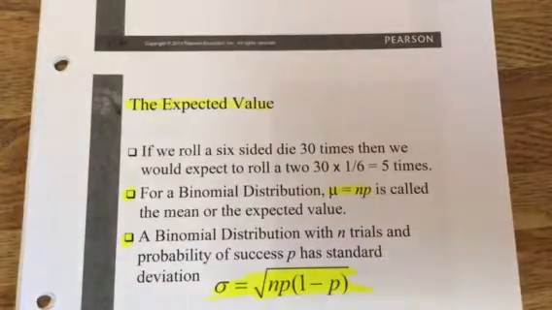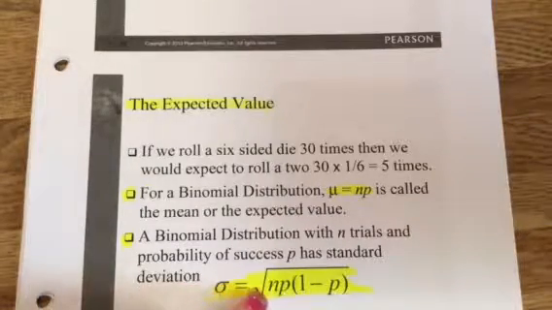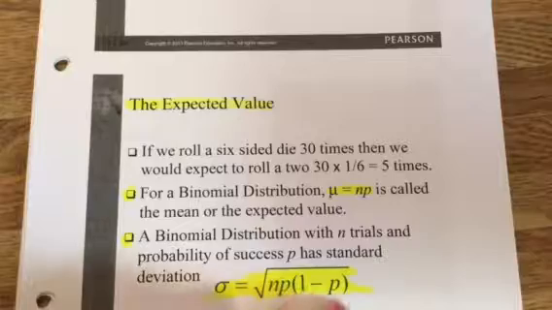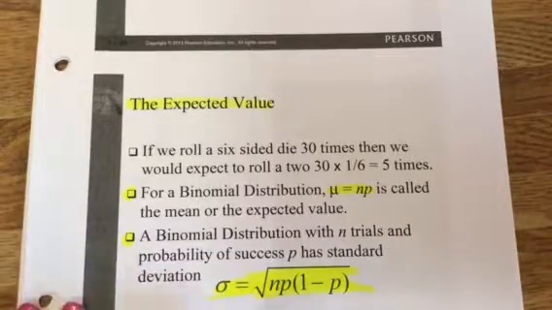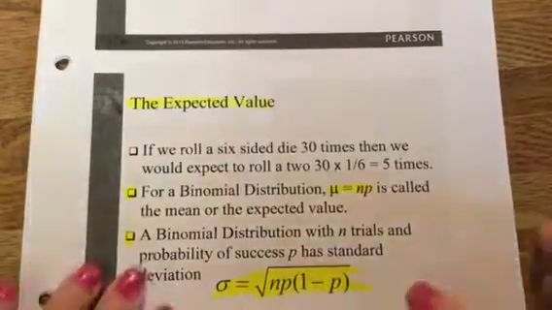For your binomial distribution with n trials and probability of success of p, it has a standard deviation, which is sigma equals the square root of np times 1 minus p. When you do this, please be careful that you take the square root of all of this multiplied together.